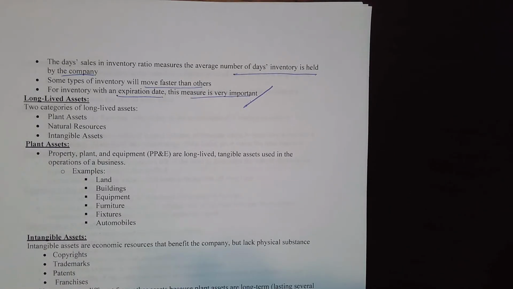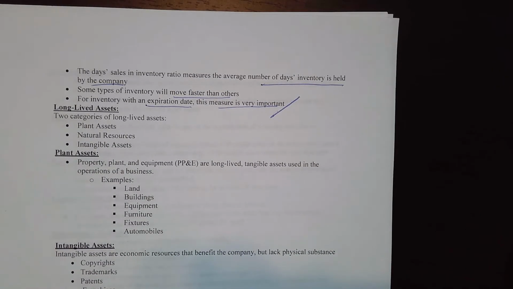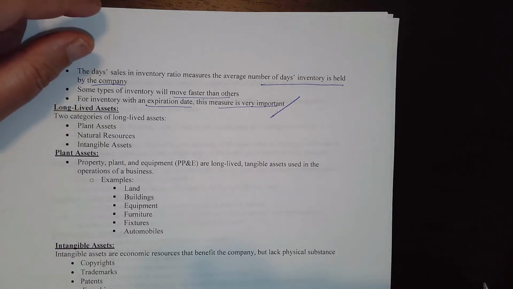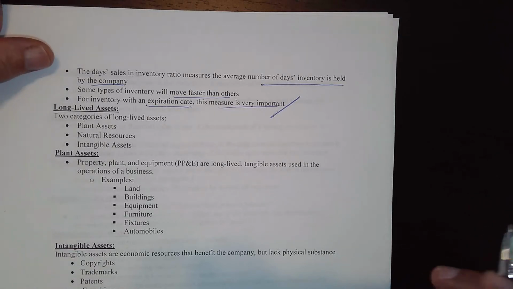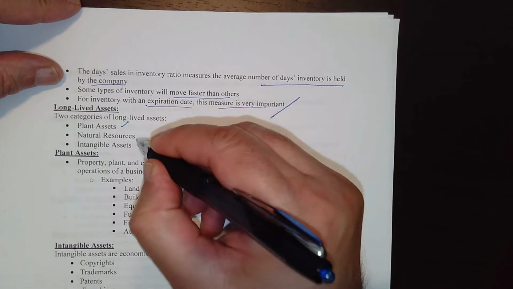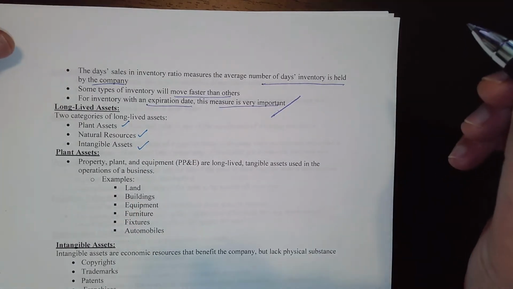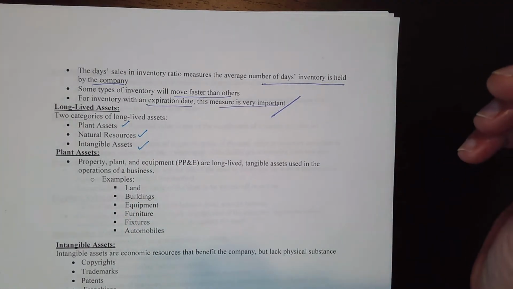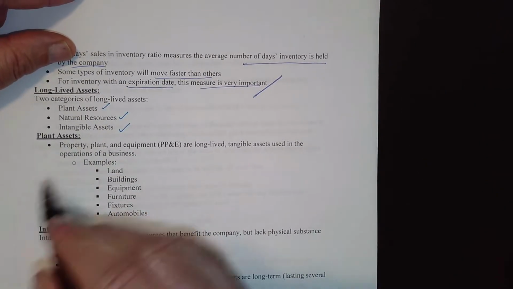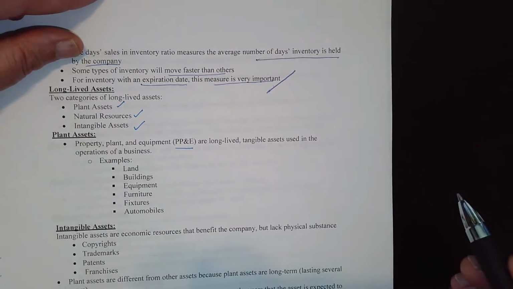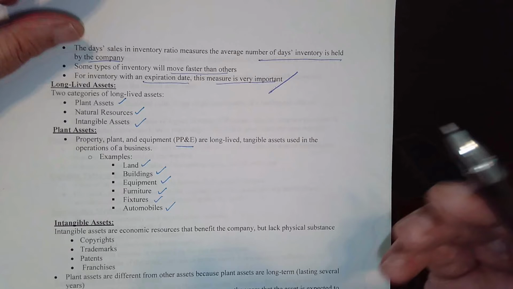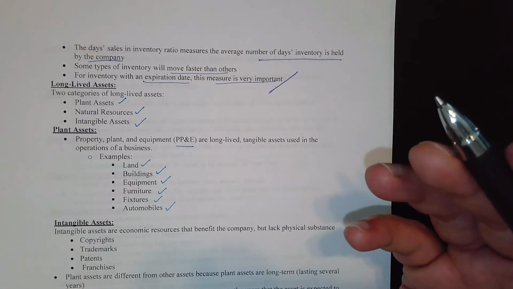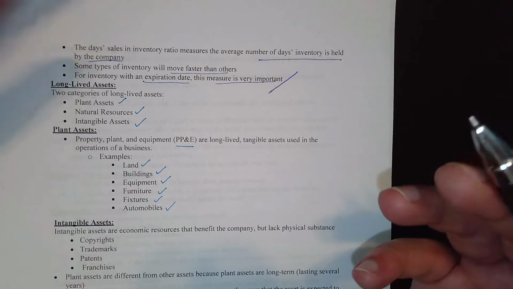In this video, we are going to talk about long-term assets, long-lived assets, or property, plant, and equipment, as they are generally called. The categories that we have are plant assets, natural resources, and intangible assets. Those are the three we are going to talk about. Plant assets are usually called property, plant, and equipment, and they are land, buildings, equipment, furniture, fixtures, automobiles, airplanes, ships, computers, electronic items, TVs, and whatnot.